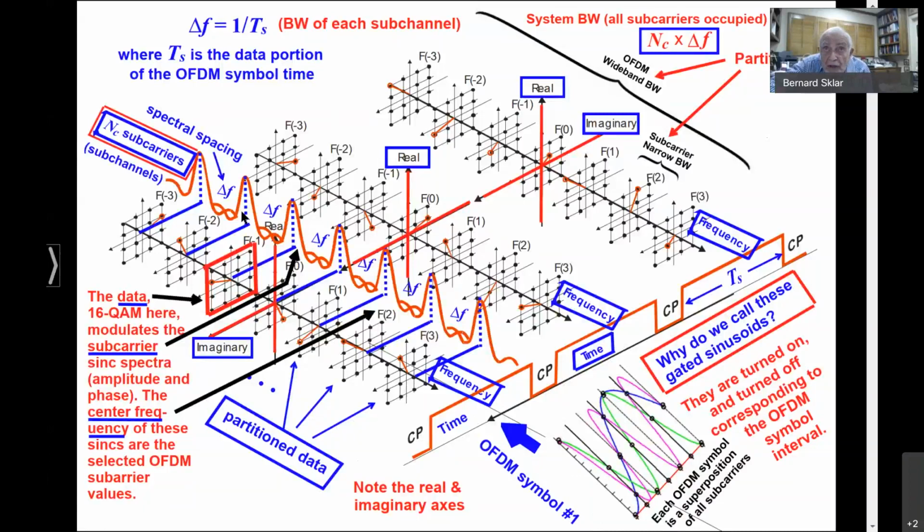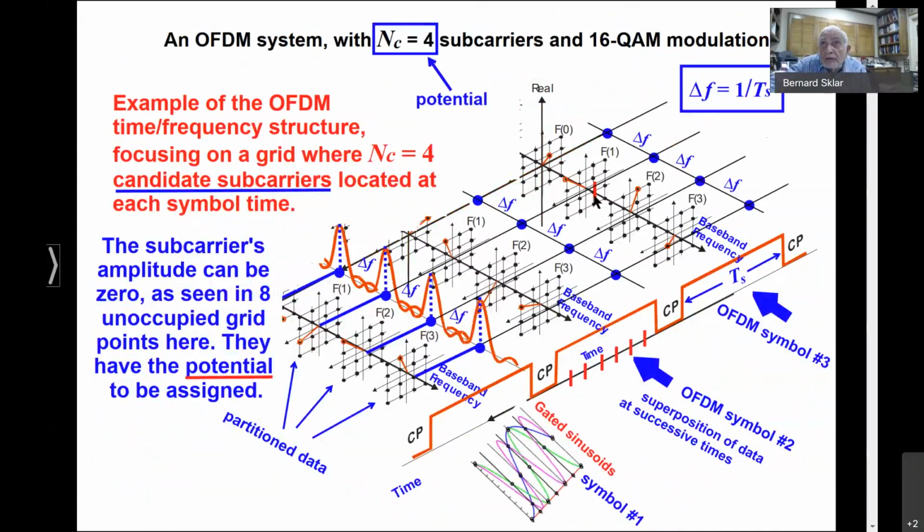And looking down any interval of time, we see the superposition of all these gated sinusoids. Why do we call them gated sinusoids? Because we're turning them on and turning them off. And so we basically have a rectangular envelope, and hence the inverse Fourier transform here is a sinc function. So as we then went on to show you with a smaller version where N sub C is equal to 4, we talked a little bit about my little hang-up of calling these potential carriers or candidate carriers, subcarriers, because they can be equal to 0, which means that they're not really occupied.